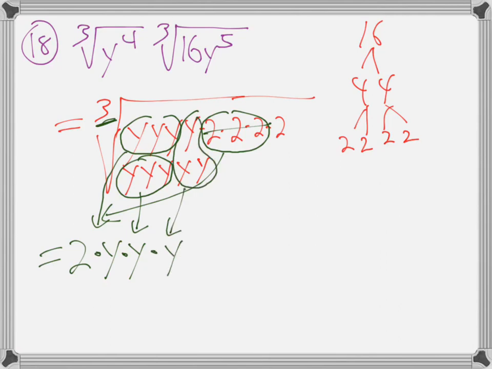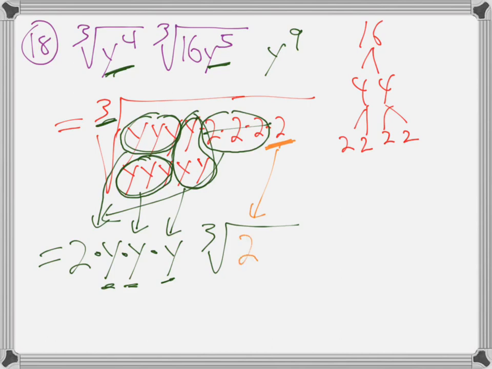Because we had 9 y's in there already, right? We had y to the 4th and y to the 5th, which meant y to the 9th inside. And then that was 3 groups of 3, right? 1, 2, 3 groups of 3 y's, each sending 1 out. Okay? And then what's left on the inside? Is there anything left in there, inside that root? Just this extra 2, huh? That's all that's left. All the y's came out and all the other 2's.